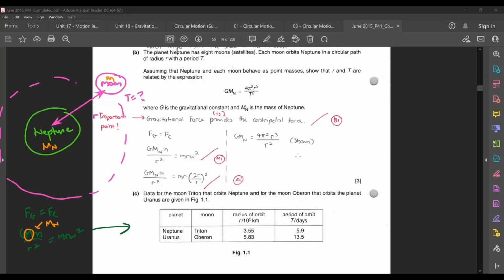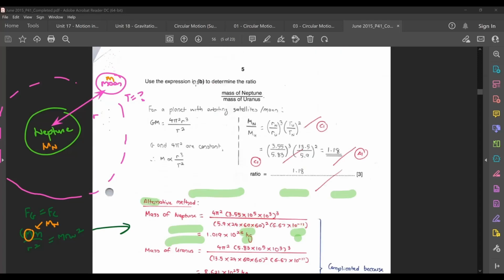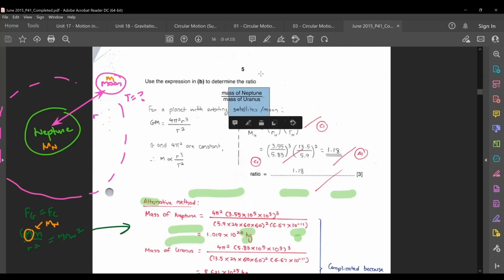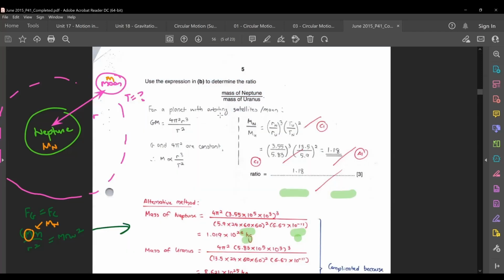Now, data for moon Triton that orbits Neptune and moon Oberon that orbits Uranus are given in figure 1.1. So you have two different planets with their respective moons, and then you are given the radius and period for each case. So from here, they tell you, use the expression in B that you just derived to determine the ratio of mass of Neptune to mass of Uranus.